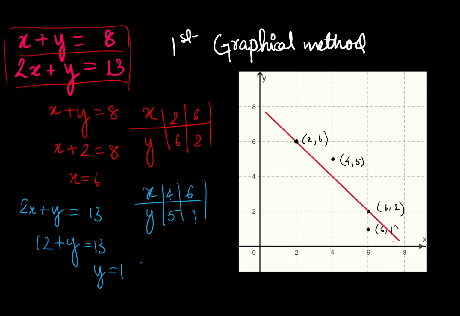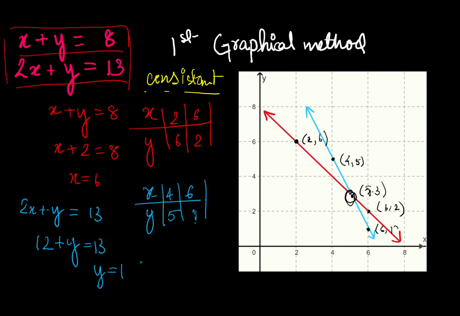And draw the lines. We get one line there, with arrows because it goes on forever, and the second line will be formed like that. Now we can see that they intersect at this point, which is (5, 3). As I told you in the previous videos, when two lines intersect, it is known as a consistent graph.